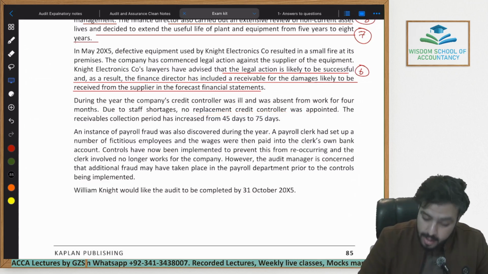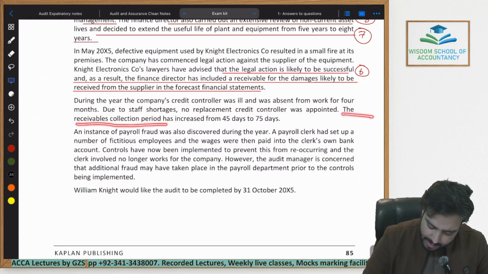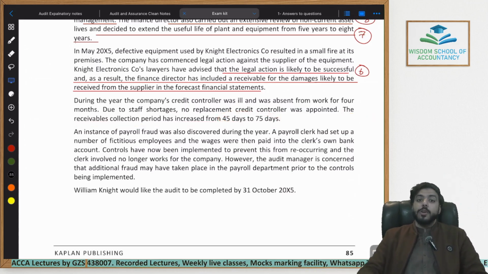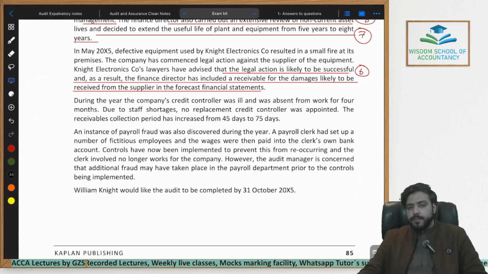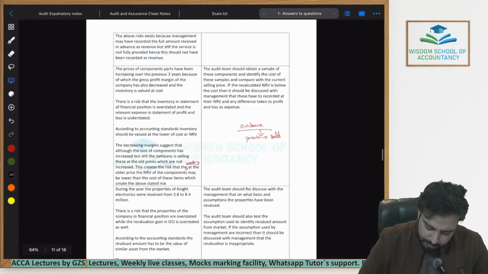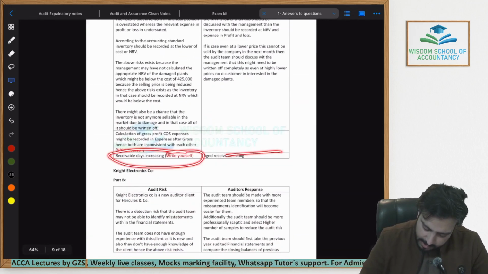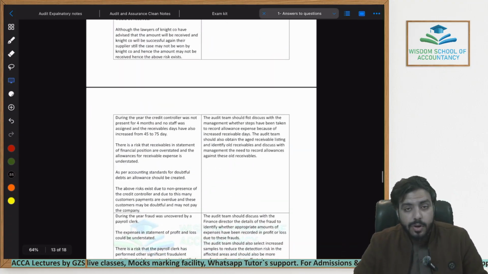There was no one. Now, see the receivable days. The receivable collection period has increased from 45 to 75 days. The receivable days are increasing. Do you remember within the previous question that we attempted, there was the same type of risk? Let me show it to you. There was the same type of risk within the previous question as well. This one, receivable days increase, which I explained in quite some detail within the previous lecture. So the same is the risk here.